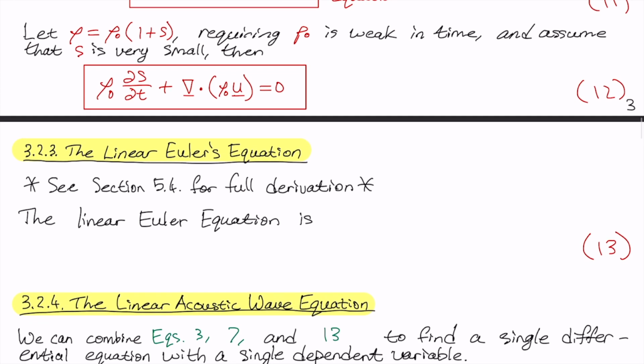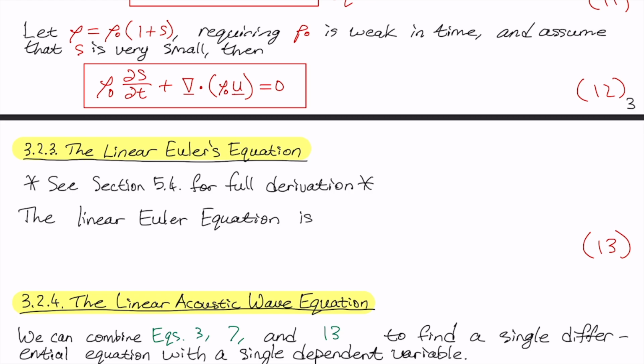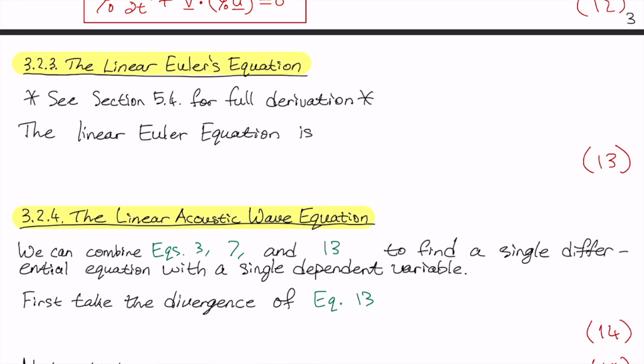Okay, we're now really briefly going to talk about the linear Euler equation. In fact, we are only just going to write it down, and then you should read section 5.4 for the full derivation and explanation of what this equation is. But the linear Euler equation is quite simply going to be rho 0 times partial U over partial T, and this is equal to minus del acting on our acoustic pressure P. Okay, in the next video, we are going to combine these three equations and produce the linear acoustic wave equation.